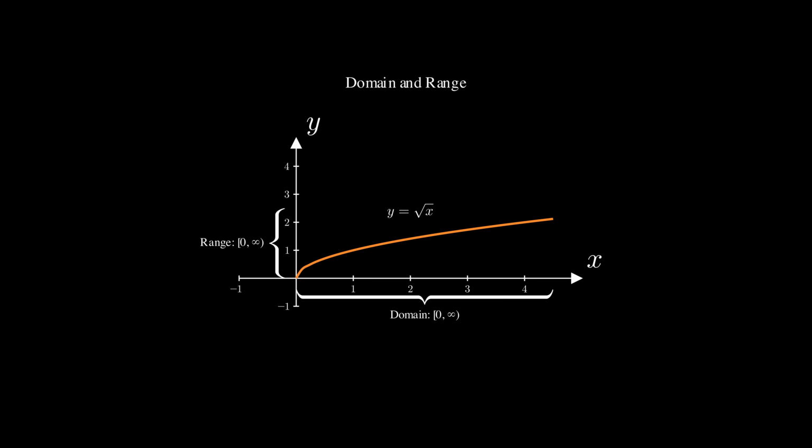And a parenthesis means that it's exclusive because infinity isn't an endpoint. You can't touch it. But if I plugged 0 into that function, I would be able to touch it, right? The square root of 0 is equal to 0. So that's why we put a bracket there. That shows that it's inclusive.